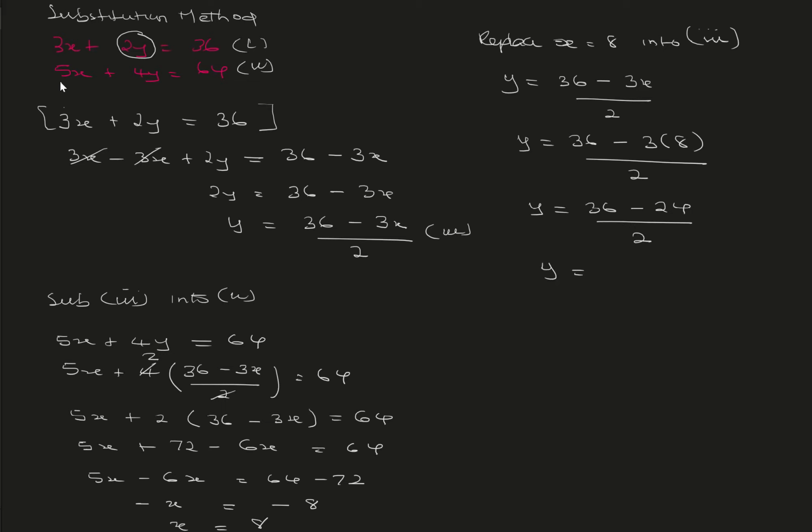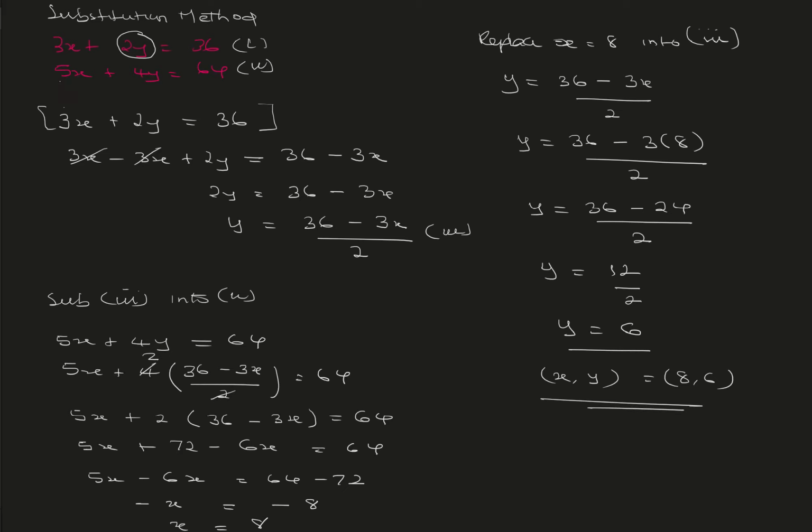So y is equal to 12 over 2. So y is equal to 6. Okay. So x, y, like that. That's the point where they're meeting. And then you have 8, 6. So that's your solution. These are your solutions.